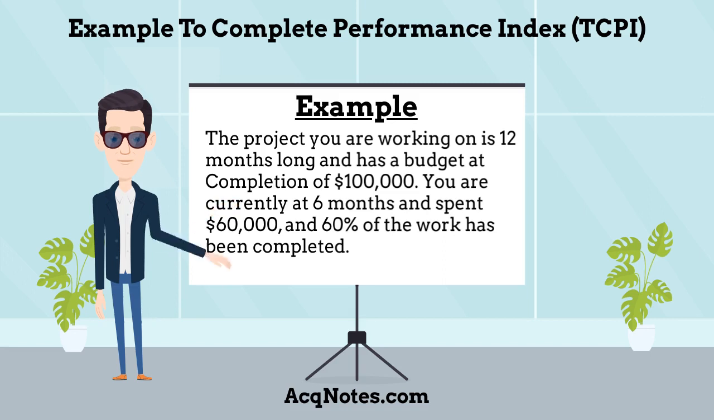Here's an example scenario. The project you are working on is 12 months long and has a budgeted completion of $100,000. You are currently at 6 months and spent $60,000, and 60% of the work has been completed. Now let's calculate the TCPI.